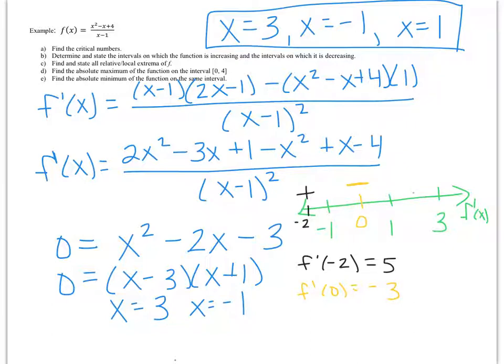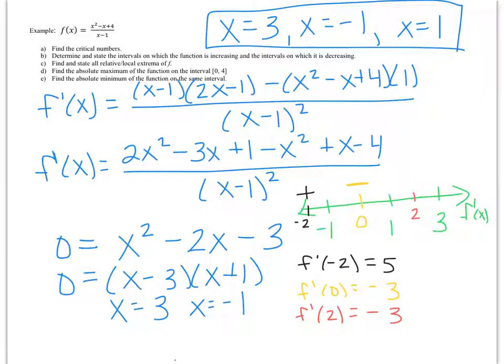Between 1 and 3, I'm going to try 2. So I want to know f prime of 2. So 2 squared is 4. 2 times -2 is -4. So 4 minus 4 is 0, and that's -3. And then I need something greater than 3.